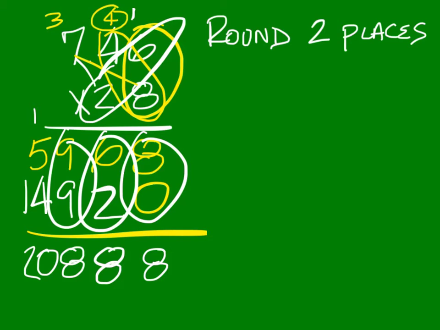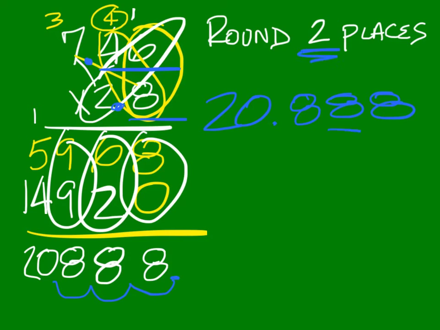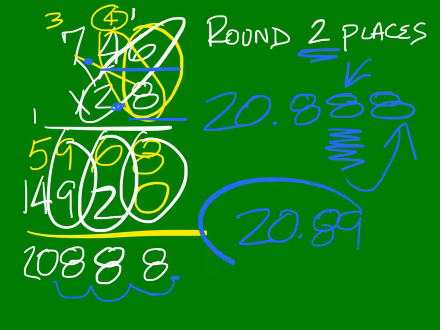So you have, remember the decimal points were here and right here. So you have 3 numbers to the right of the decimal point. Start here and count 1, 2, 3. So it would be 20.888. And if you're rounding to 2 places, you're looking right here, the second place, and then the number beside it. If that number beside it is 5 or higher, you bump this one up 1. So 20.89.